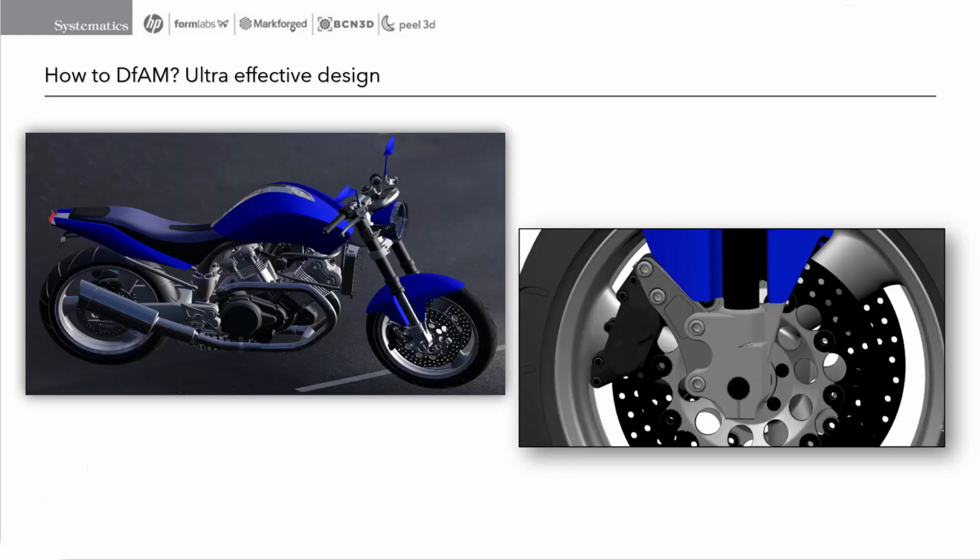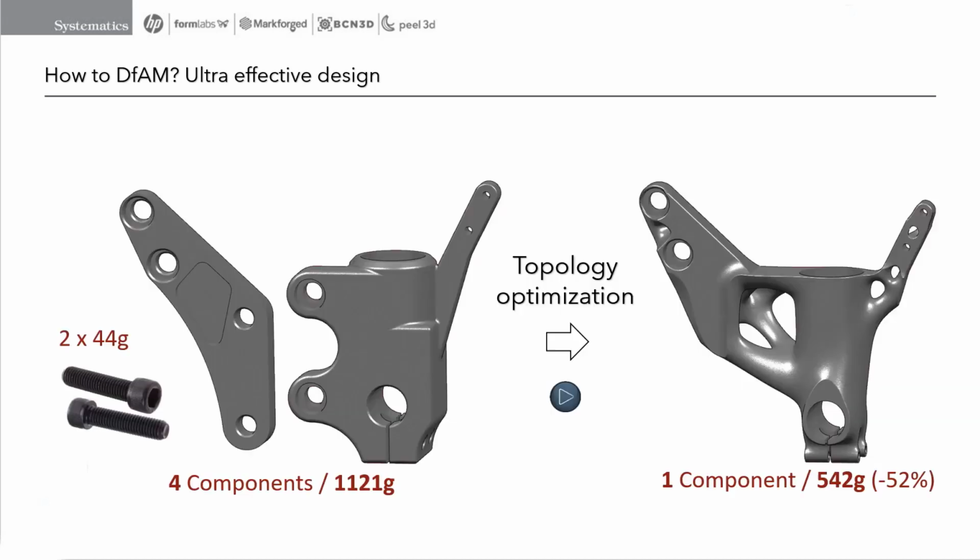In this example of a bike wheel assembly, using advanced simulation tools, it was possible to reduce the number of components from 4 to a single component, achieving a weight reduction of 52%. Obviously, this part is very difficult to manufacture with conventional methods, but can be manufactured using AM technologies.